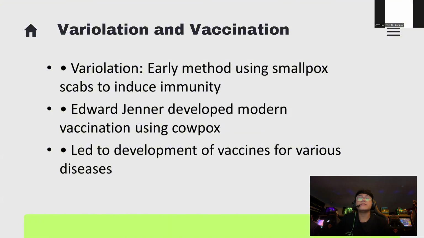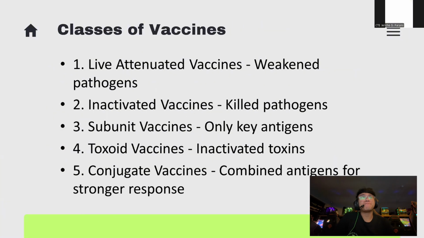Jenner tested this theory by inoculating a young boy with material from a cowpox lesion and later exposing him to smallpox. And what do you expect? The boy did not develop the disease, marking the beginning of modern vaccination. Ang tawag nga nung ano, ang tawag na immunity na yon? It's when it was transferred from another, it's passive immunity.